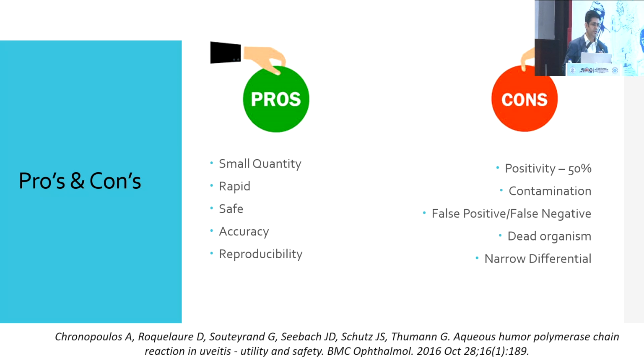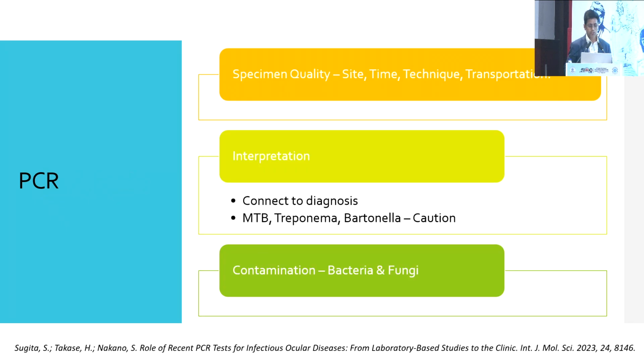And we have to be ready with a narrow differential. We just can't be doing a PCR test without actually having a probable diagnosis. It also requires a specimen of good quality, so it has to be taken at the right site. It has to be taken at the right time, as ma'am was saying, in the right time period during the infection, with the right technique, and also transportation. The interpretation also requires that it be connected to the diagnosis, and it is more applicable in viral infections, and contamination is always there, as I said.